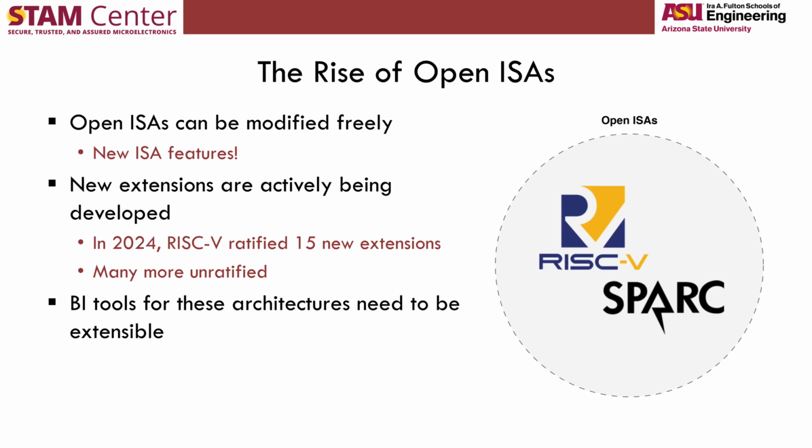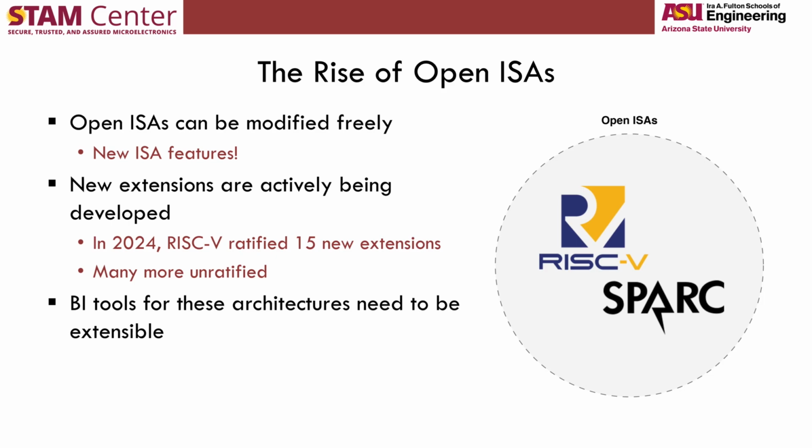This problem becomes more serious when we consider the rise of open ISAs in our modern times. With open ISAs, their main selling point is their non-restrictive license, which means that third parties are freely able to develop instructions or extensions which can help accelerate workloads in various domains. And in reality, new extensions are actively being developed for these ISAs. So for example, if we take RISC-V, one of the popular open ISAs, you'd find out that in 2024, they ratified 15 new extensions. And if we look through the publication history, you'd see that a lot more extensions were developed for them, although these extensions have been unratified.